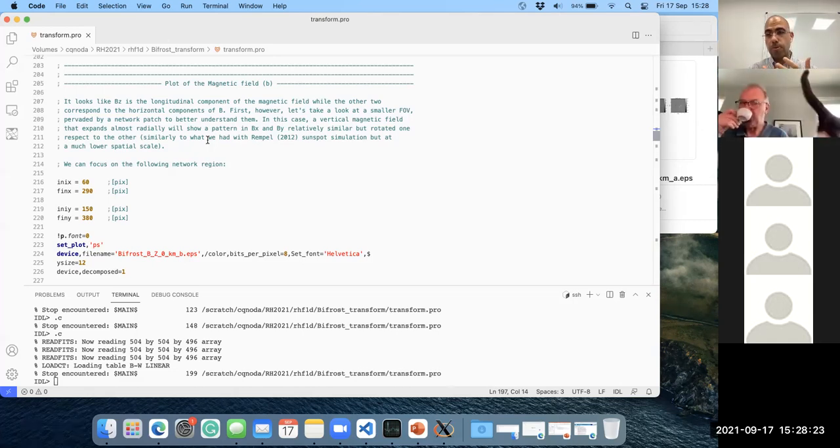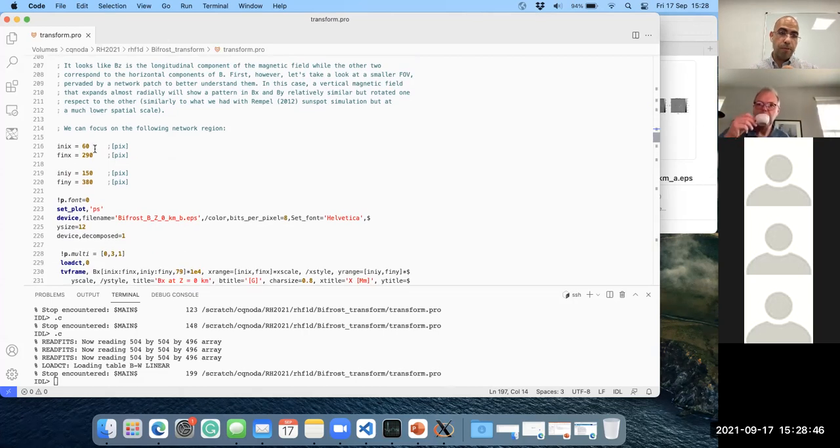So let's try to see if we can have the same result here for the network patch, because it's also a flux tube that is opening with height. So it's not so different from the sunspot that we had before. So let's see if we can have the same behavior, and then we can feel more confident.